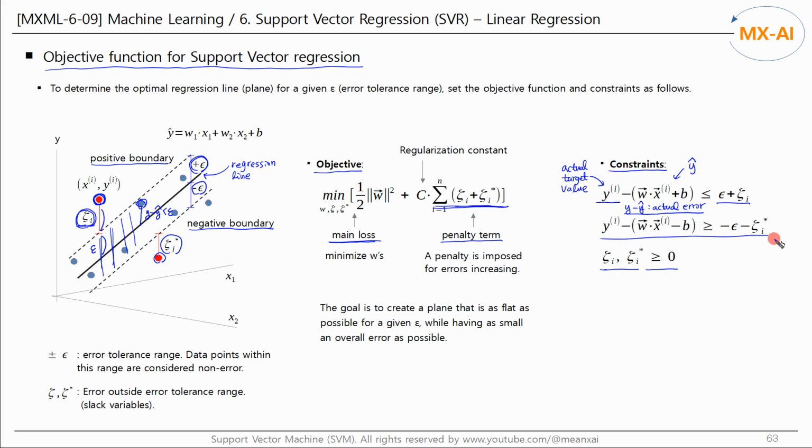Zeta and zeta star are greater than or equal to 0. This then becomes a constrained optimization problem. We can now solve this optimization problem with QP to find the parameters W and B of the regression line.